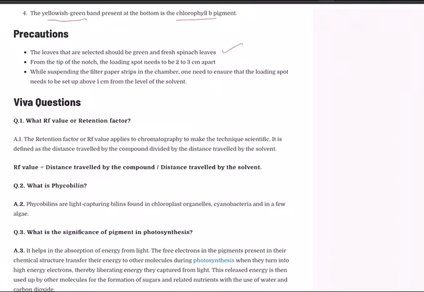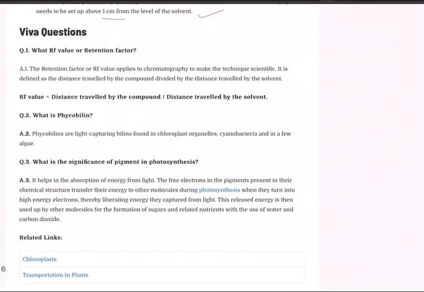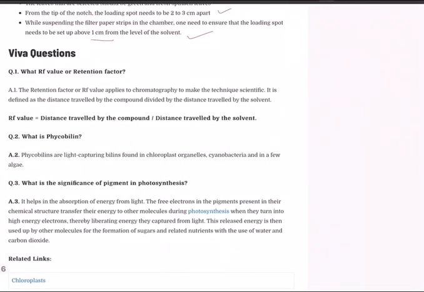Now, whenever we are performing any experiment, there have to be some precautions. So for this experiment also, we need to take some precautions. The leaves that are selected should be green, fresh spinach leaves without any disease. From the tip of the notch, the loading spot needs to be 2 to 3 centimeters apart. While suspending the filter paper strips in the chamber, one needs to ensure that the loading spot is set above 1 centimeter from the level of the solvent.